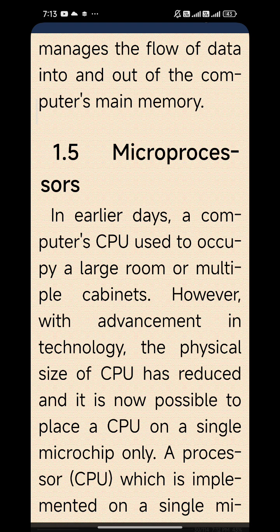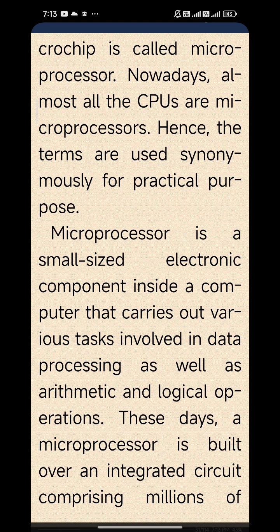1.5 Microprocessor. In earlier days, a computer CPU used to occupy a large room or multiple cabinets. However, with advancement in technology, the physical size of the CPU has reduced, and it is now possible to place a CPU on a single microchip. A processor (CPU) which is implemented on a single microchip is called a microprocessor. Nowadays, almost all the CPUs are microprocessors.